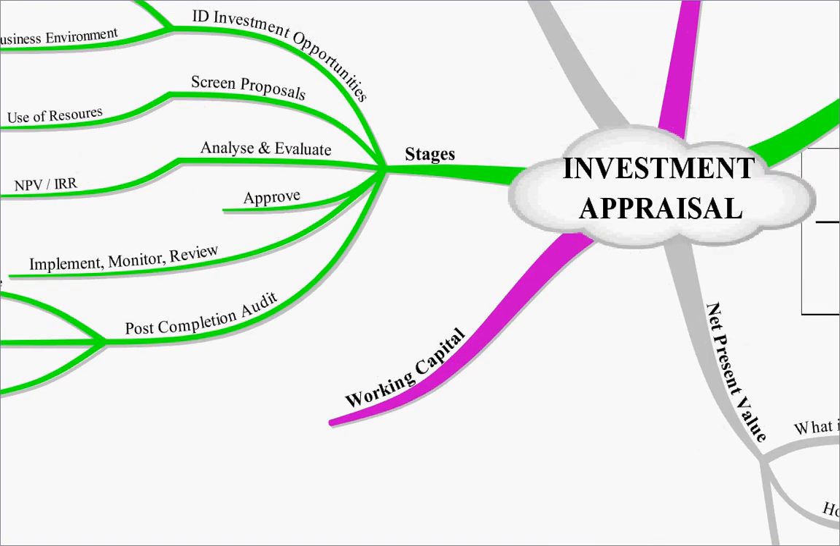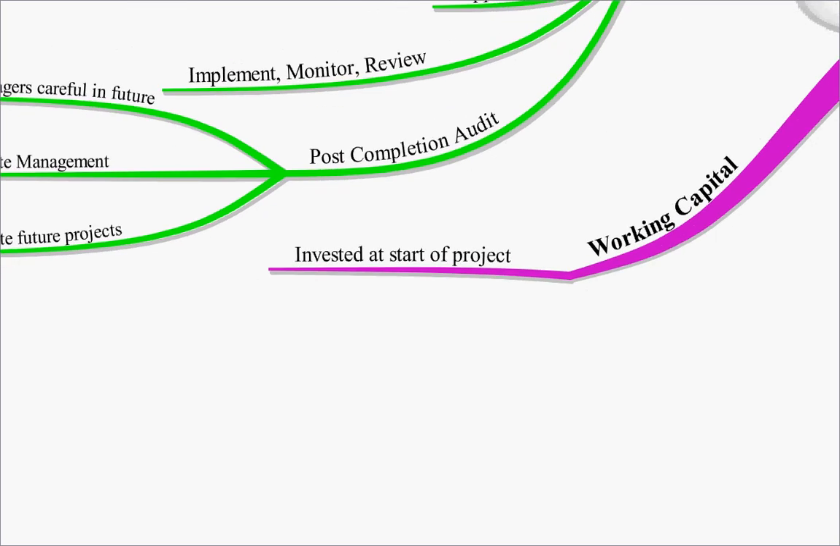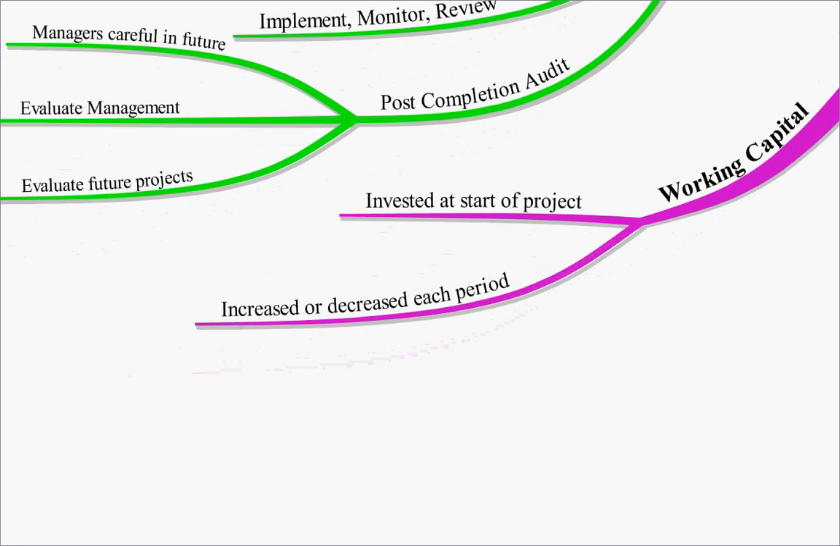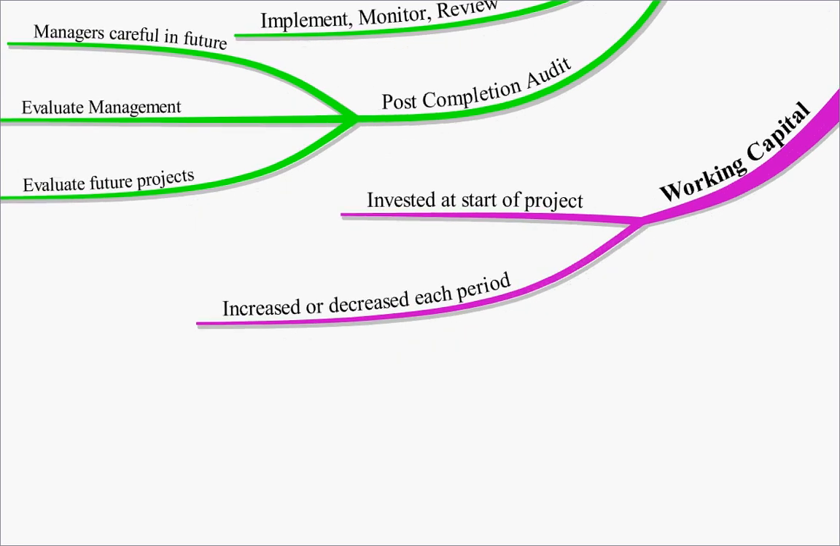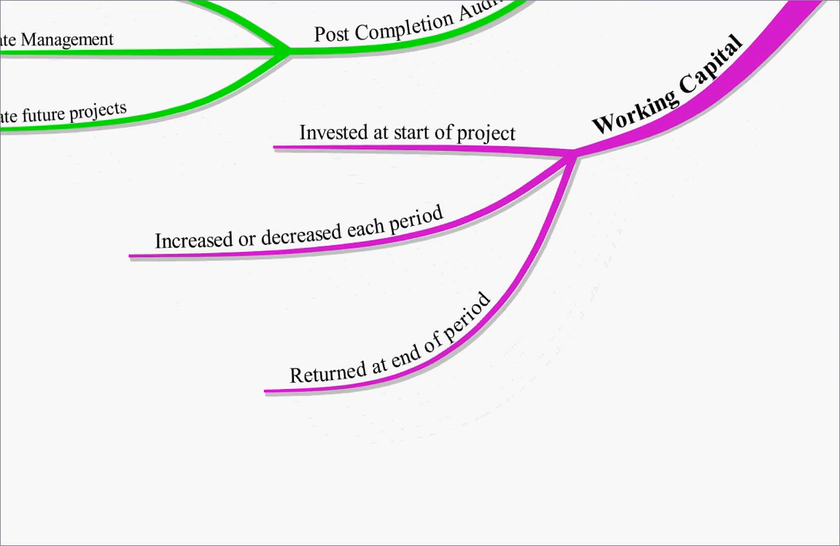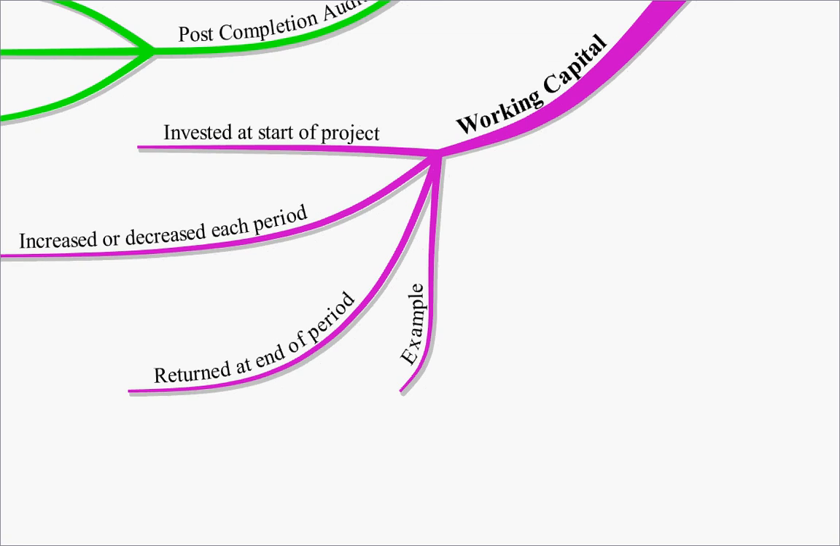Working capital then. If we have working capital, it's invested at the start of the project, so we'll get a large investment of working capital at the start. We then increase or decrease our working capital throughout the length of the project. Now what we have to do is only account for that increase or decrease in our net present value calculation. You'll have invested the bulk at the start, and then you'll either increase it or decrease it by a certain amount over each period. And then all of the working capital is returned at the end of the calculation. And we did our little example of that.